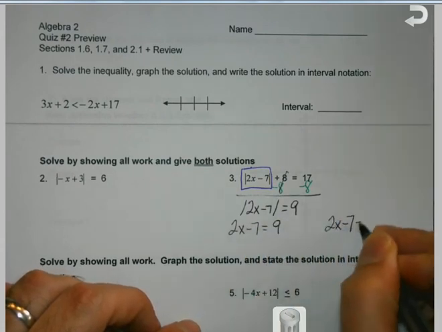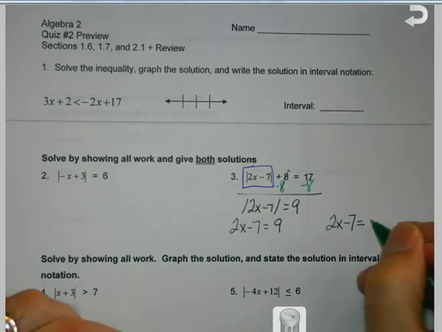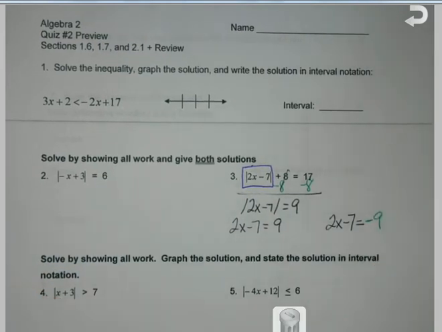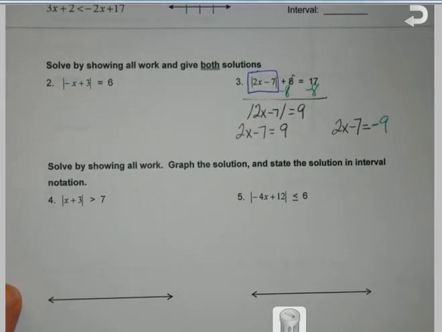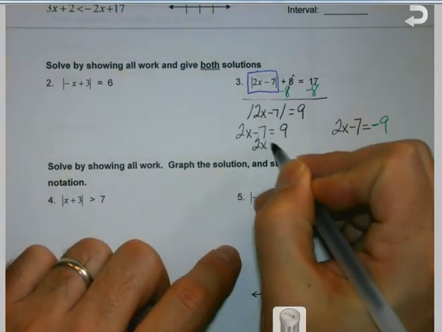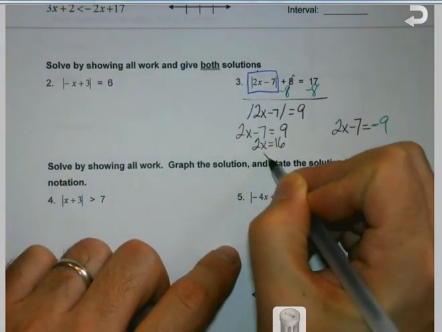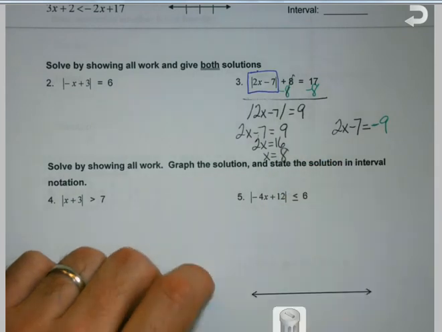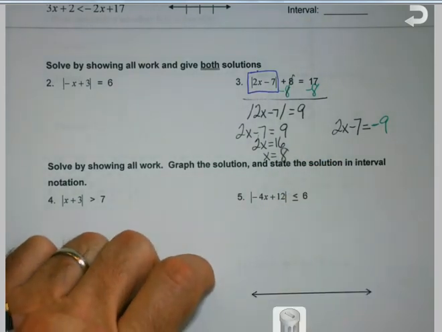And remember, when I do the second one, I'm changing the sign on my solution. So once I get here, now I'm just solving them like I would a regular 2-step equation. I'm going to add 7 to the other side and divide by 2. Okay, and that's where my 8 would come from.